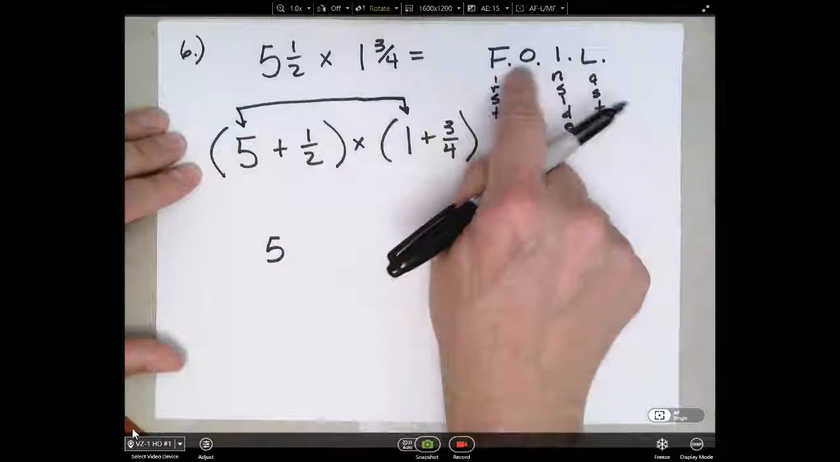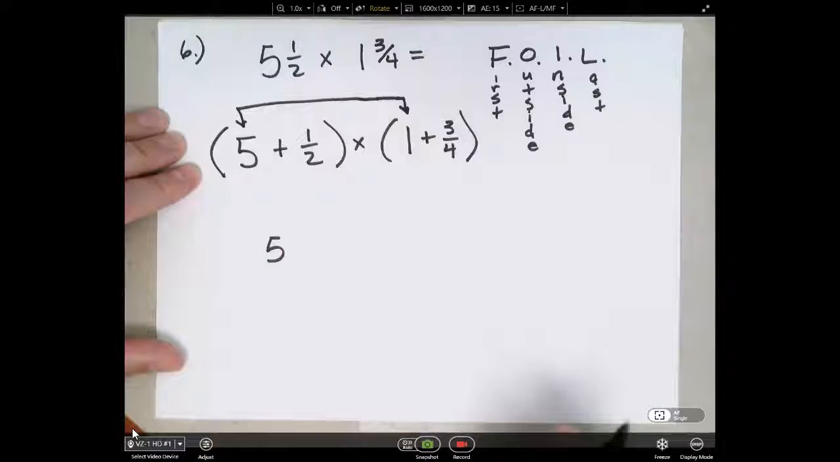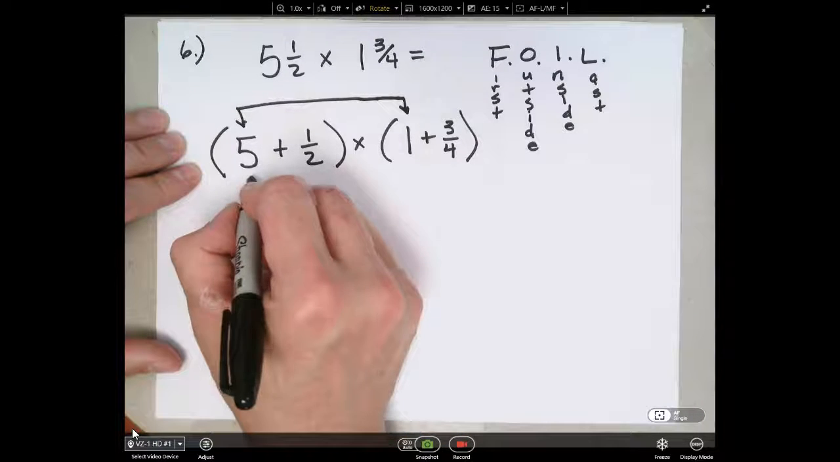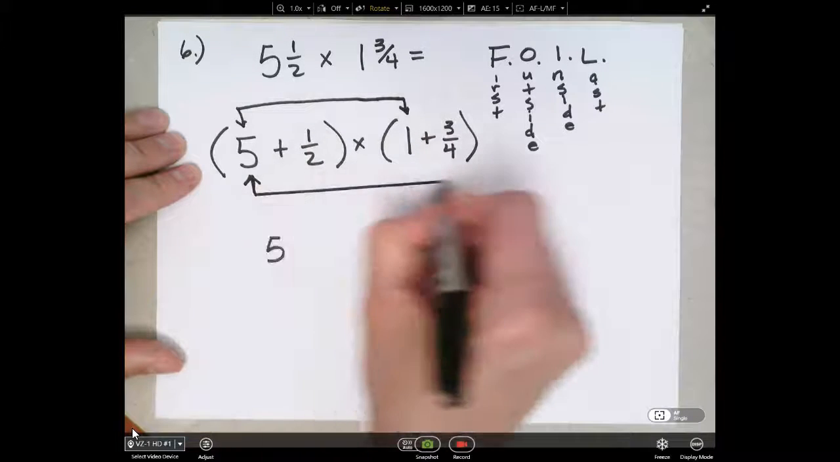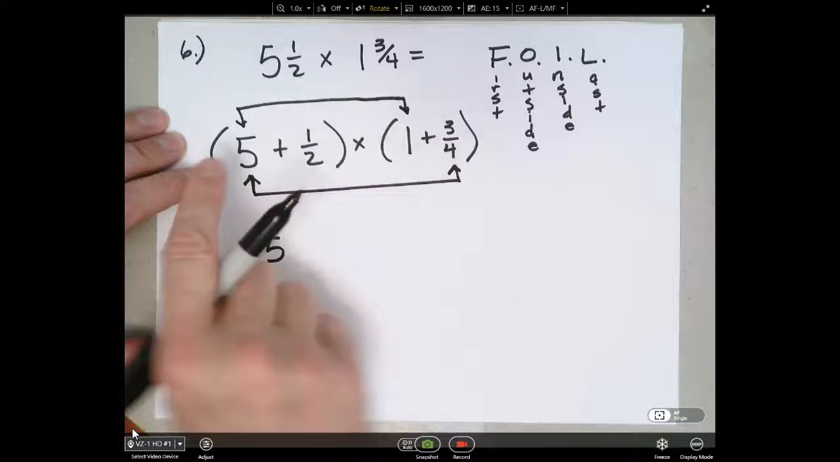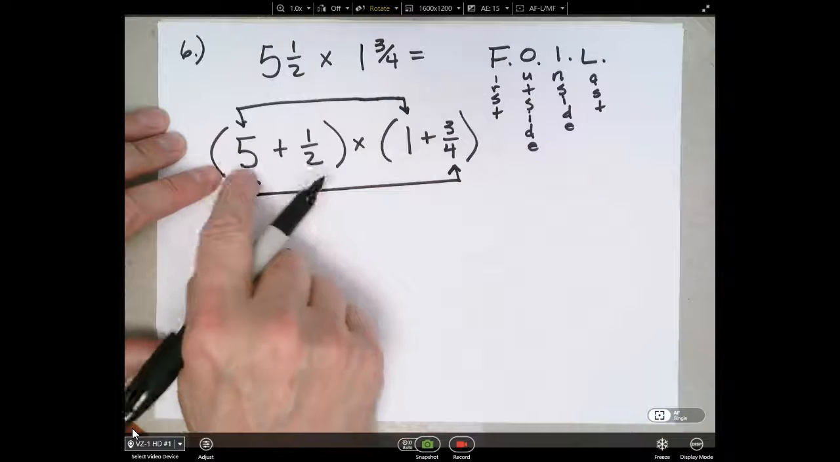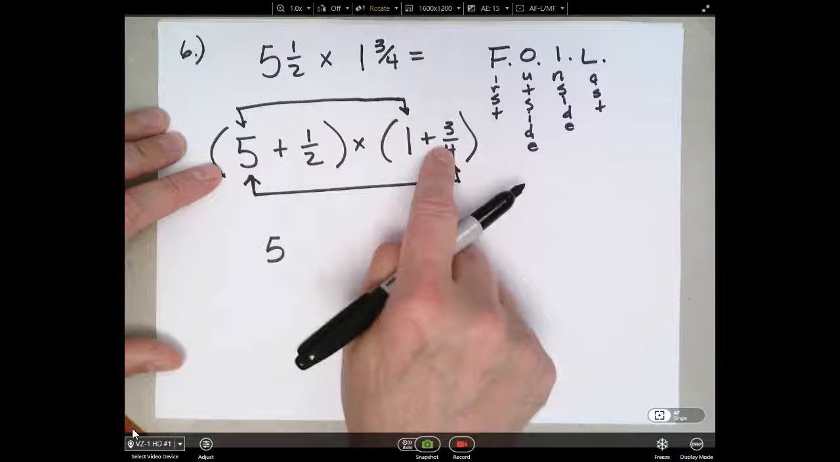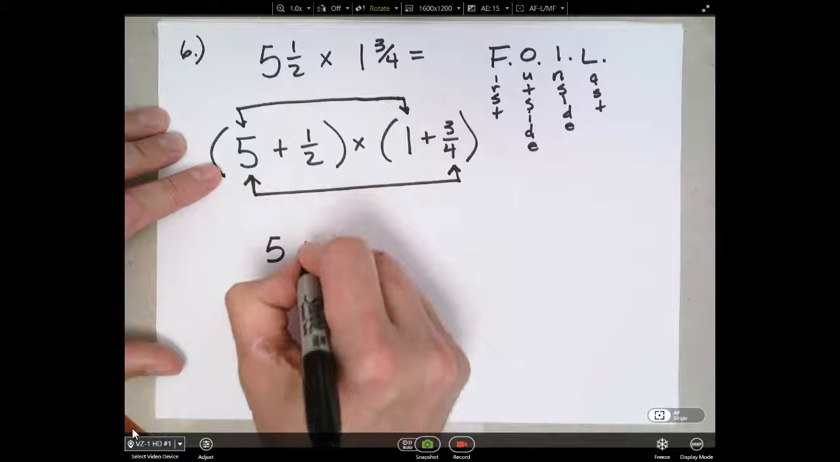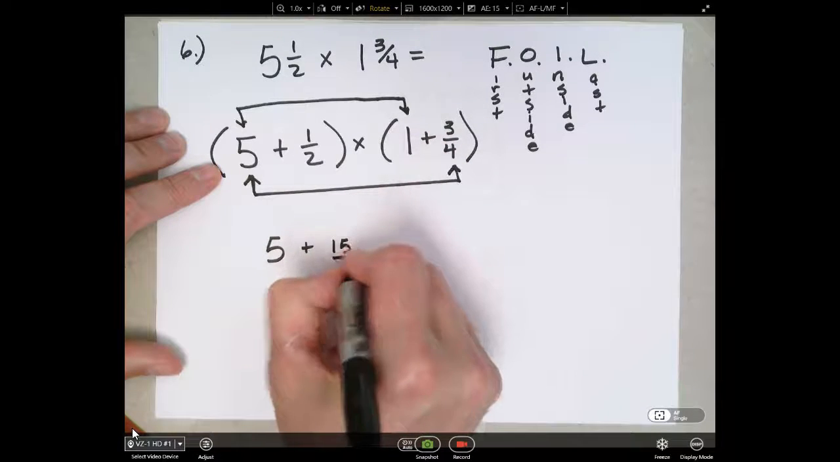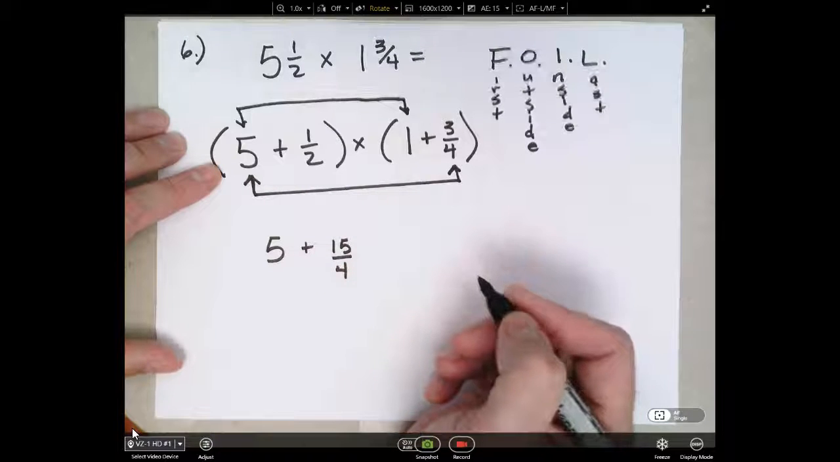And then we're going to go to the outside numbers. So we are going to go from the first number all the way to the left, and the last number all the way to the right, the two outside numbers. And if we multiply 5 times 3/4, 5 times 3 is 15 over 4. So to that we would add 15 over 4.